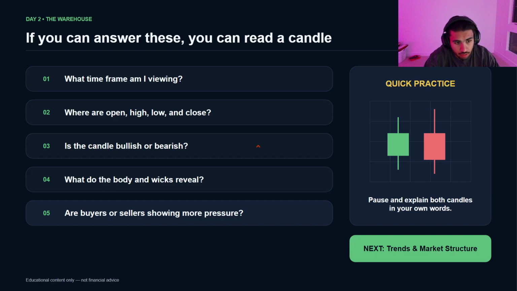Do the same 30 candles you marked things on. See what type of candle it is. Do you think it's a doji candle? You think it's a hammer candle, a rejection candle? And are buyers or sellers showing more pressure? Is there more buy pressure in the candle? Is there more sell pressure in the candle? Check 30-minute candles. Check 5-minute candles. 15, 1, all of them.